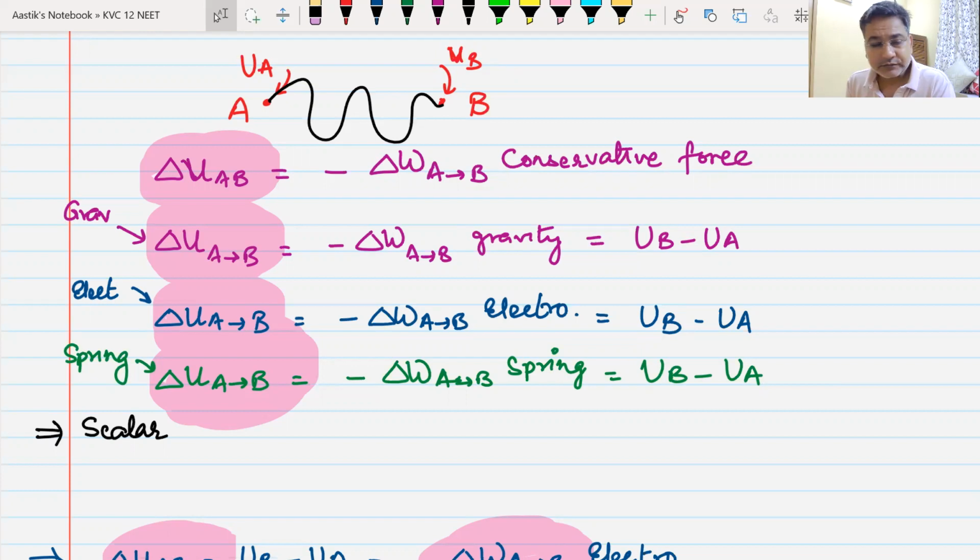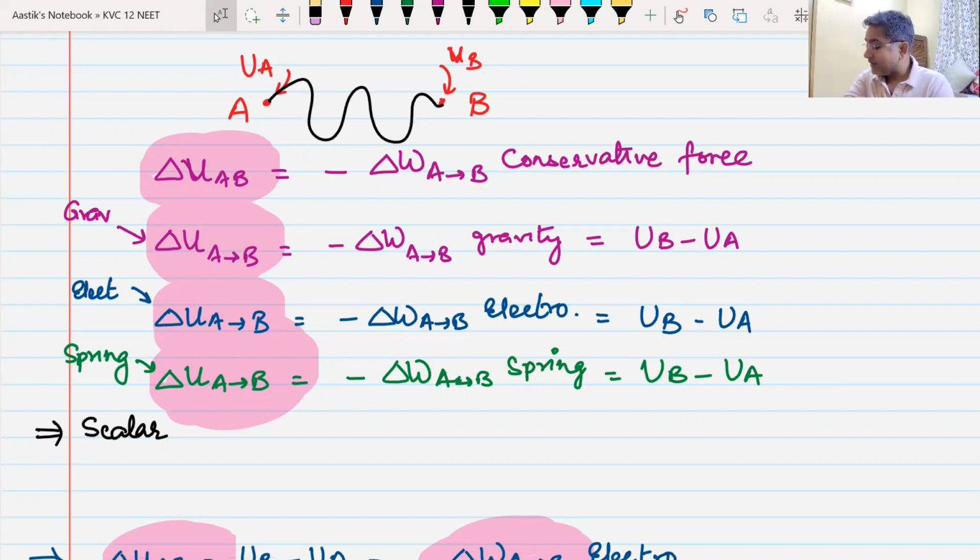and only the difference is defined. The absolute value is not defined. To find the absolute value of electrostatic potential energy, you have to find a point whose potential can be taken as zero. In most of the cases, that point is taken as infinity.